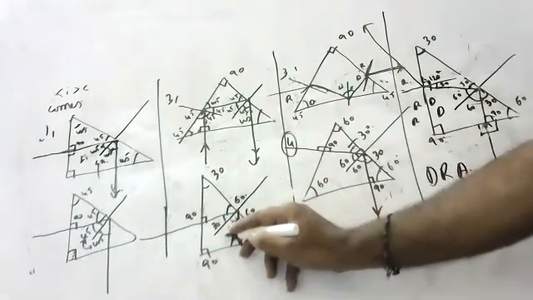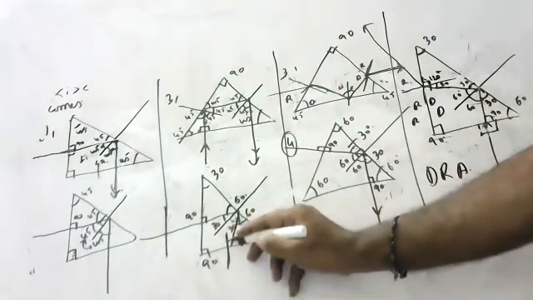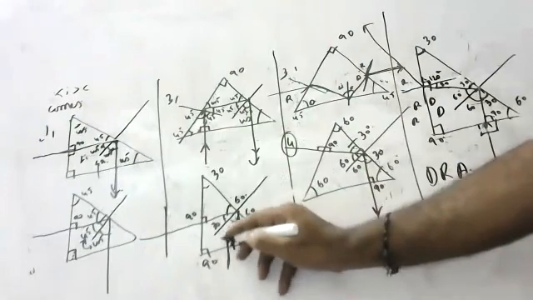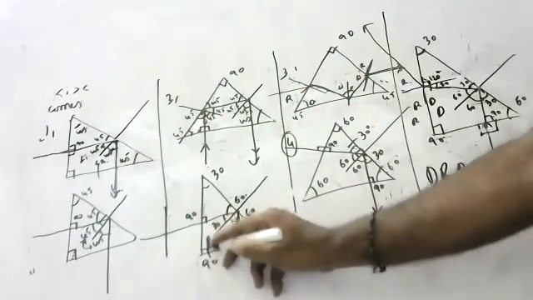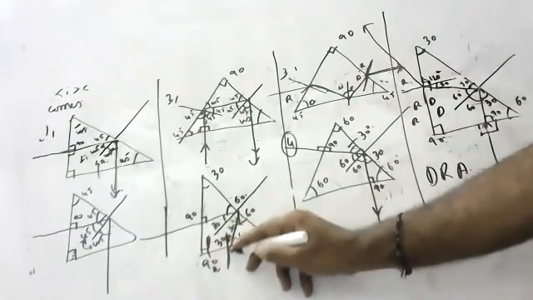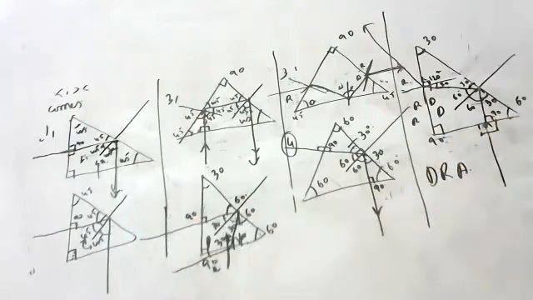So when you draw the normal, children, this will be 30 degrees. Denser to rarer, it moves away from the normal. It goes like this, children.